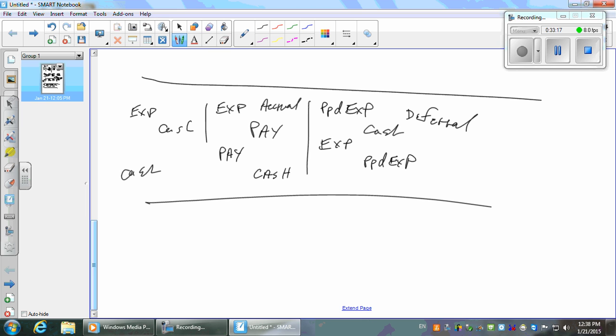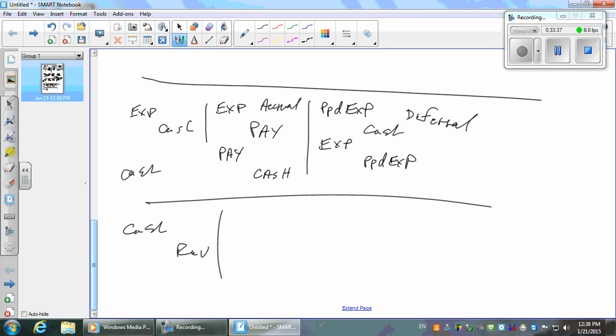Let's do the same thing with revenues. Can there be a cash revenue? Sure. What would you do? Debit cash and you earned it, so you credit revenue. Nothing to it. Could there be an accrual of revenue? I earned it, but I didn't get paid. That's what that means. We accrue the revenue, not the cash. We defer the revenue, not the cash.